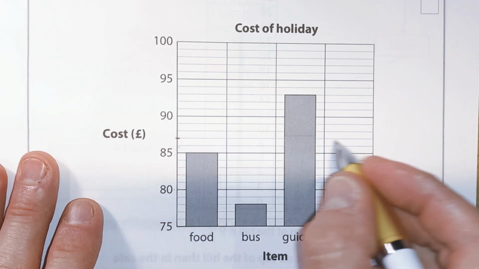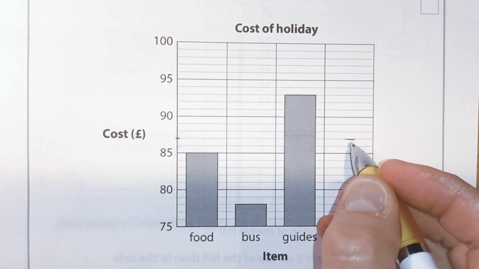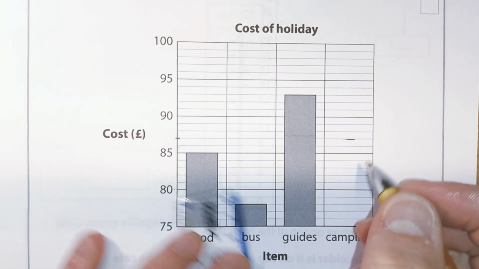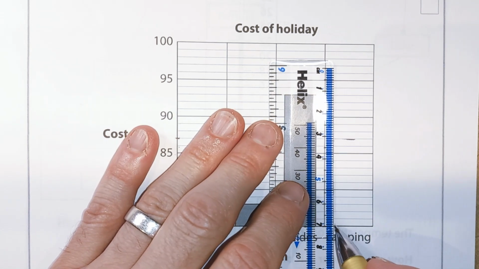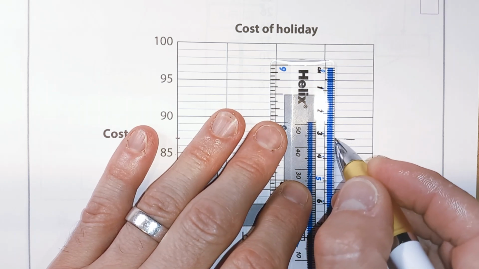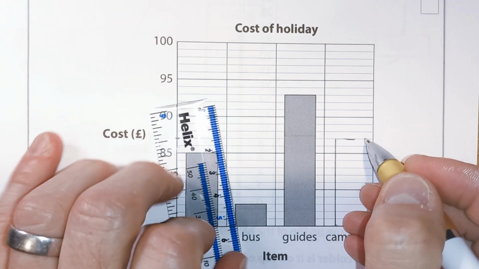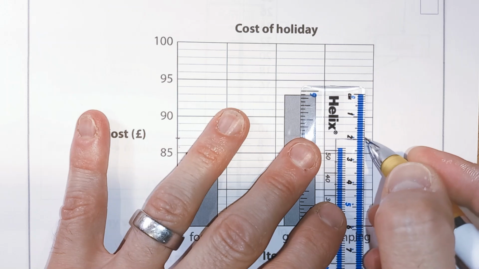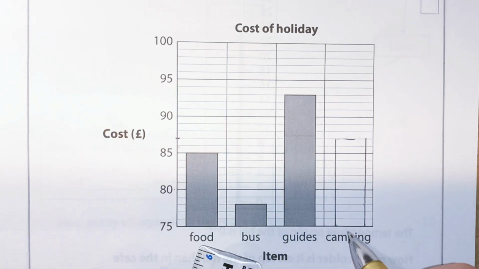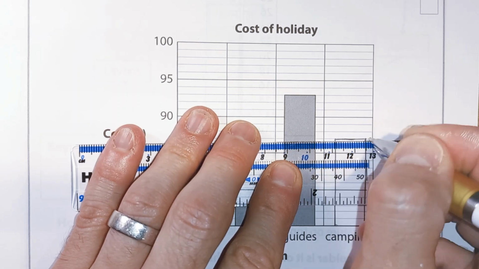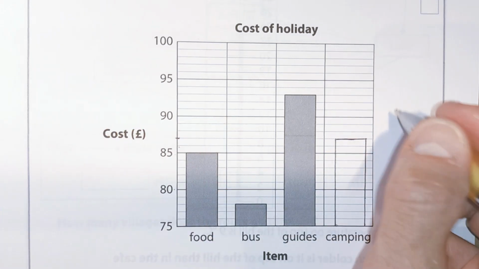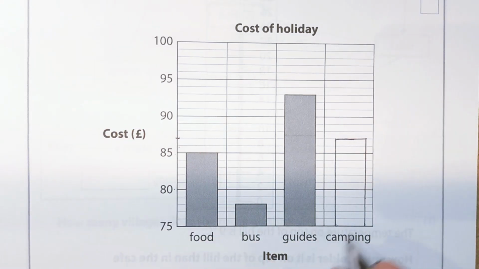So if we read across, we're going to want it somewhere here. Now I'm going to use my ruler. You could measure to make sure your bars are exactly the same width as those, or you can do it approximately. So I'm going to do an approximate one here. Yeah, so you can measure it if you want to. There you go. So we've got a bar that's the same width as those. You don't have to colour it in. You can just leave it empty. And that's all we need for that question.